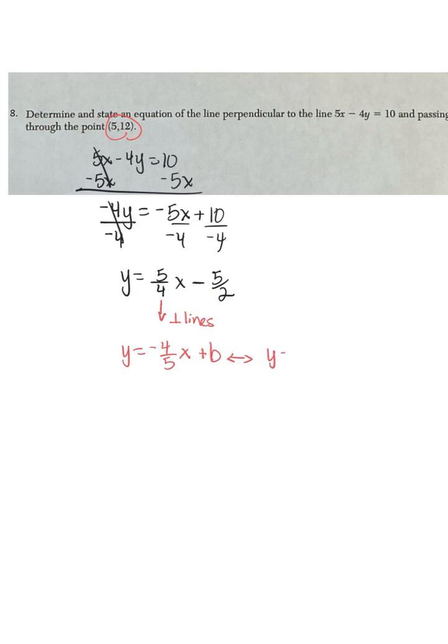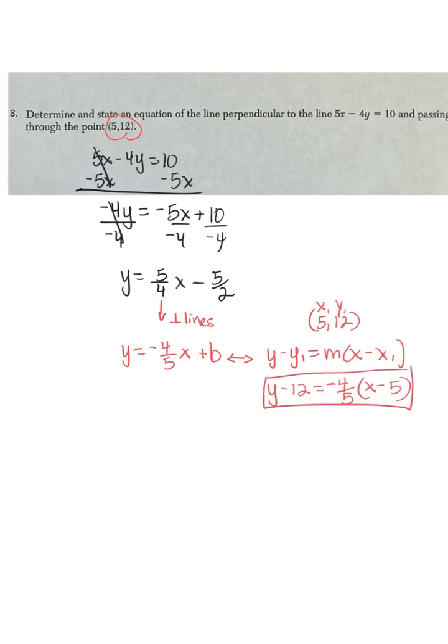We could do y minus y1 equals m times x minus x1. I think you liked this way better. It was a lot quicker. So we're using that point 5 comma 12. So this is really the x1 and this is the y1. So let's just plug that in. So it would be y minus 12 equals the slope, right? Negative 4/5. Okay, and remember, we got the negative 4/5 right here. We took the negative reciprocal. And then x minus 5. And there you go. It doesn't tell you how you have to write the equation. It just says determine and state an equation.